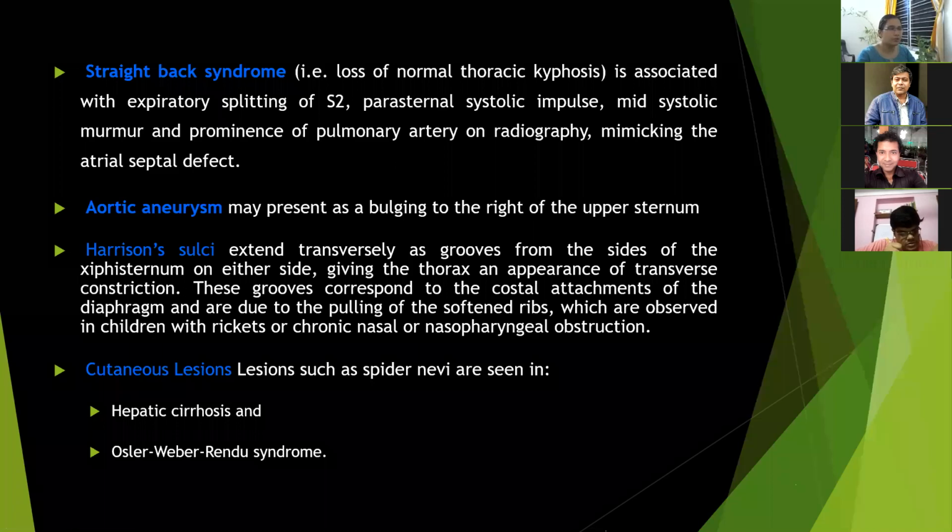So what do these grooves correspond to? These correspond to the costal attachments of the diaphragm. That means this person is heavily using his diaphragmatic muscles for respiration from a very early age, which has led to a deformity of his ribs. So this occurs in children with rickets, or chronic nasal or nasopharyngeal obstruction.